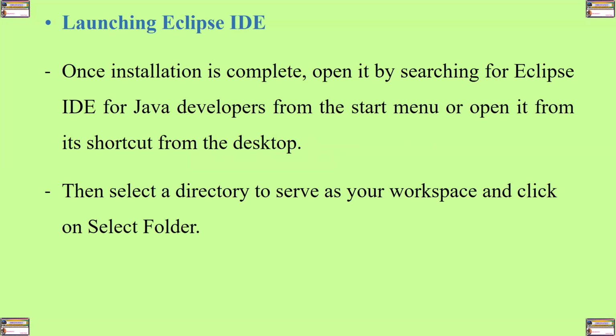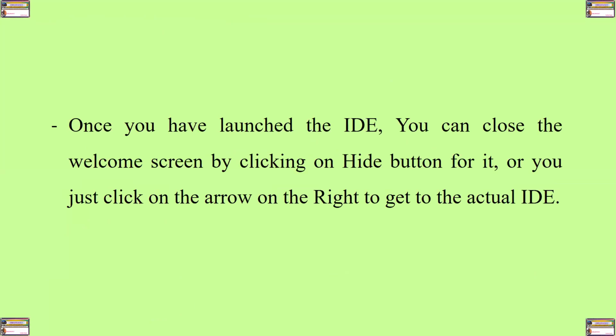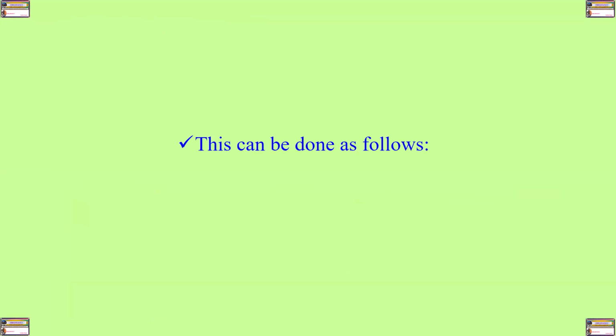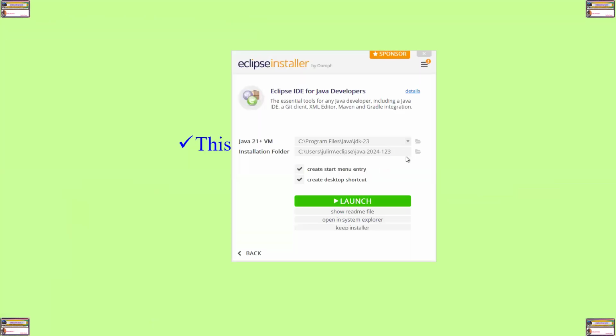Before we proceed further, you need to note that you have to select a directory to serve as your workspace and click on Select Folder. Then you check the checkbox for use this as a default and do not ask again, and then you click on the Launch button. Once you have launched the IDE, you can close the welcome screen by clicking on the Hide button for it, or you just click on the arrow on the right to get the actual IDE. So this is how you proceed to launch your Eclipse. So you click on Launch.